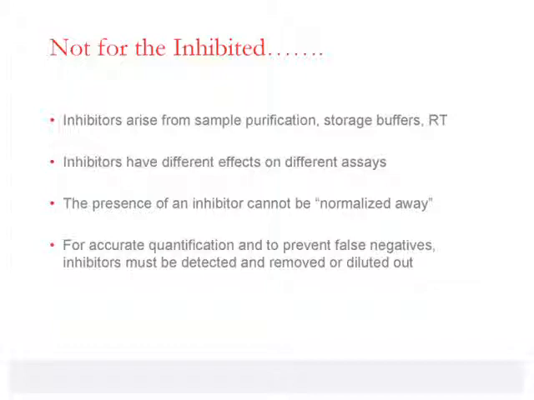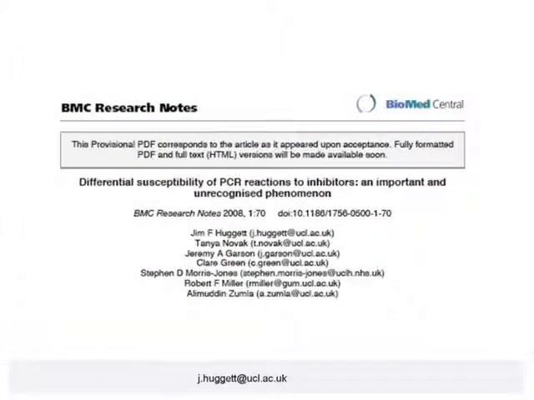Different inhibitors have a different effect on different sequences. So this means that if there is an inhibitor within the sample, it is not viable to simply normalize away the problem by assuming that all assays are affected to the same degree. So for accurate quantification, and to ensure that you do not have false negative results, it's important to detect and either remove or dilute the sample to dilute out the effect of the inhibitor. The data that I've just demonstrated were published in BMC Research Notes in 2006 by Jim Huggett.